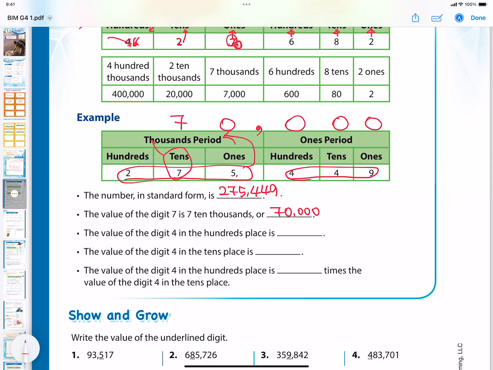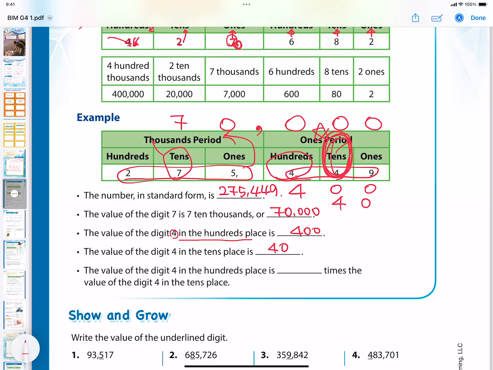Same thing. The value of the digit 4 in the hundreds place is 4, and how many digits are behind this number? 1 and 2 digits, right? Which means 400. The value of the digit 4 in the tens place, which means this one, we are going to take a look. That's 40, because there is 1 digit after the number 4.